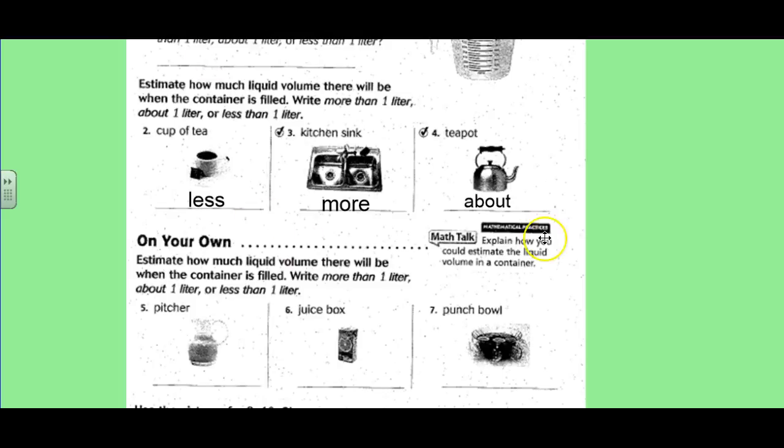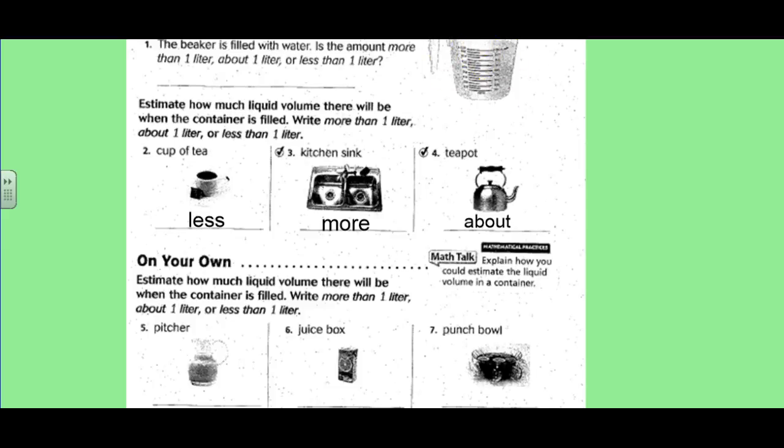Okay, so the teapot is going to have about 1 liter. Because if you look up here at this measuring cup, if you were to pour this whole measuring cup into this teapot, that would fill that about full. So this is going to have about 1 liter in it.